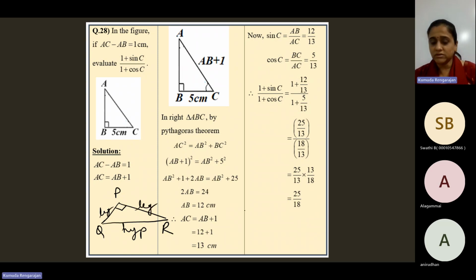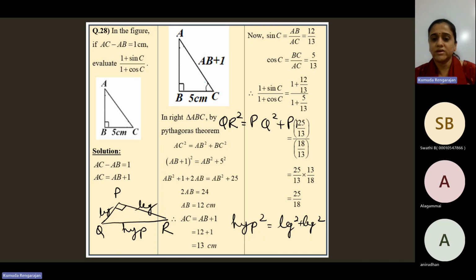Now the Pythagoras theorem goes like this. Hypotenuse square is equal to leg square plus leg square. Which is the hypotenuse here? Opposite to the right angle, QR. So QR square is equal to the remaining two sides, PQ square plus PR square.